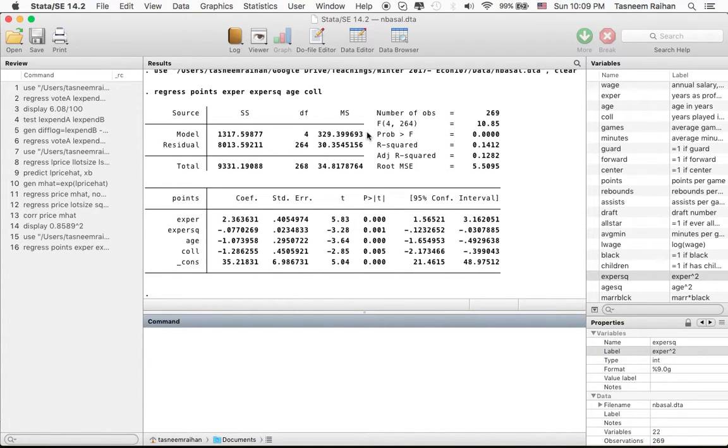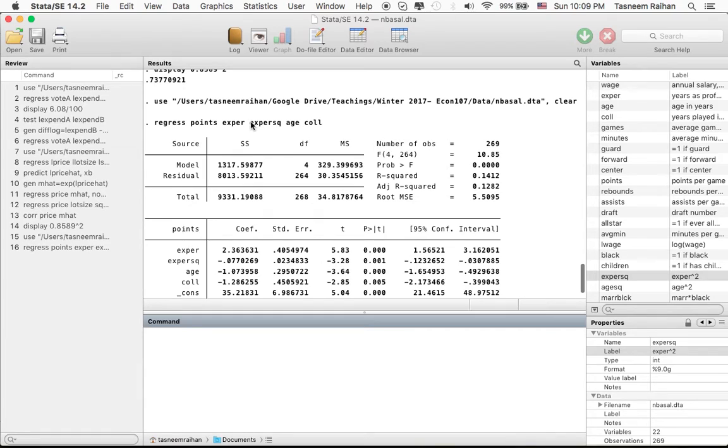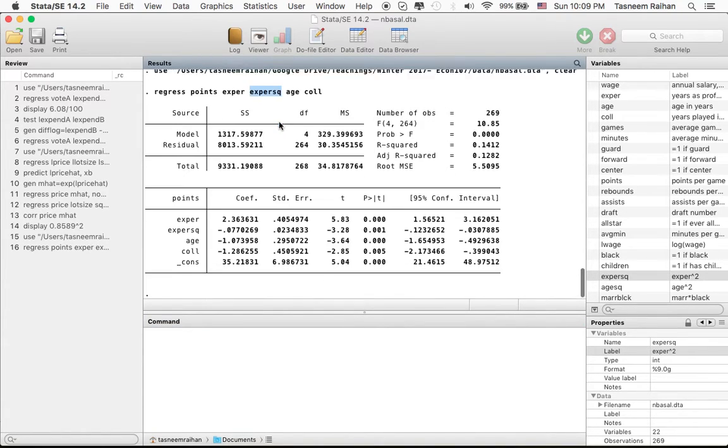So why do we have a squared experience here? Why do we have this squared term? The squared terms are included to capture decreasing or increasing marginal effects. Okay, that's why we include these squared terms here.